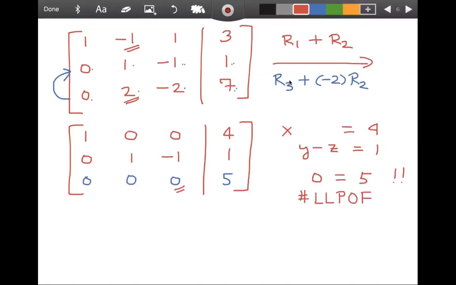So 0 equals 5, that's something that can't happen in this life. So that means that this system has no solution. It is an inconsistent system.